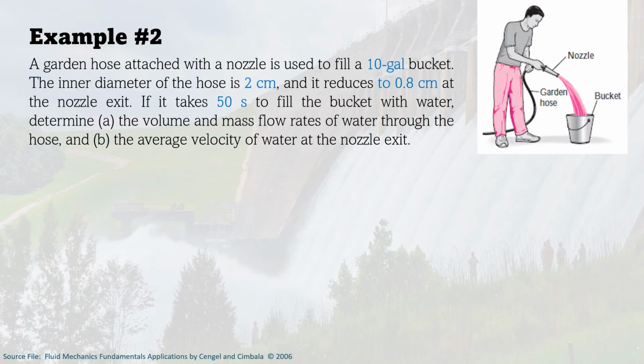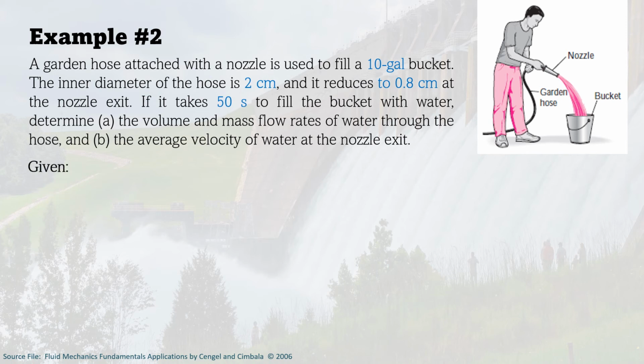So we have here another example. A garden hose attached with a nozzle is used to fill a 10-gallon bucket. The inner diameter of the hose is 2 cm and it reduces to 0.8 cm at the nozzle exit. If it takes 50 seconds to fill the bucket with water, determine the volume and mass flow rates of water through the hose and the average velocity of the water at the nozzle exit.